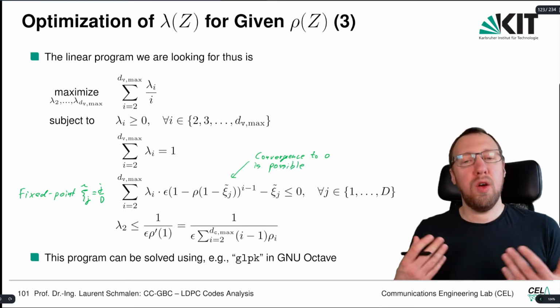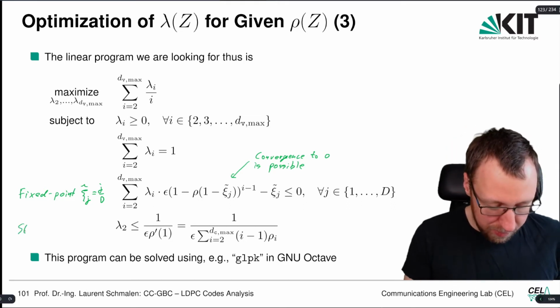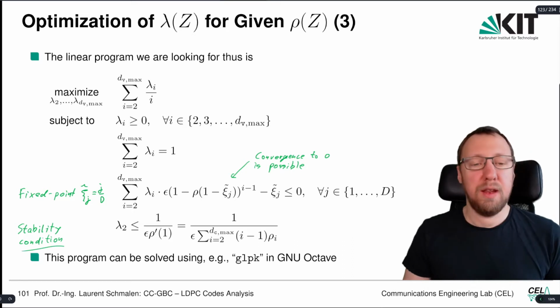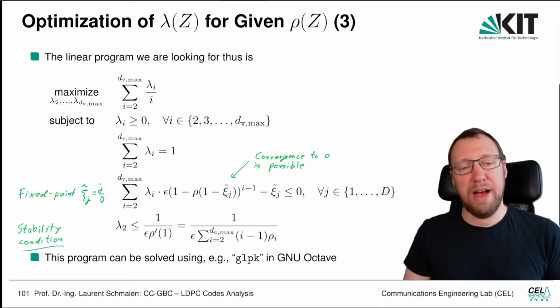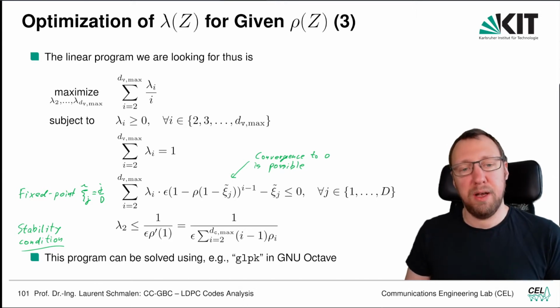And then we add the so-called stability condition that we have derived in the previous video, which gives us a constraint on the number of degree 2 nodes, or edges connected to degree 2 nodes. So lambda 2 should be smaller or equal than epsilon divided by rho prime of 1.